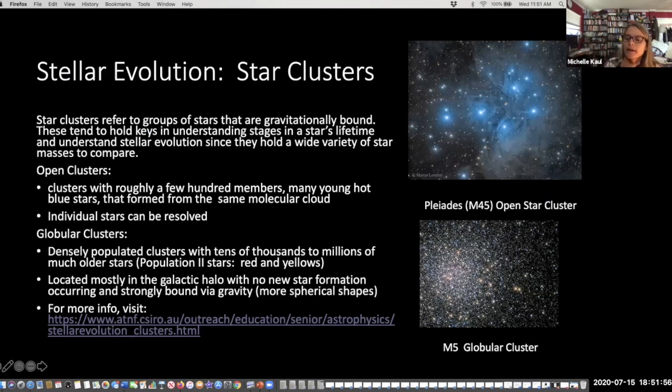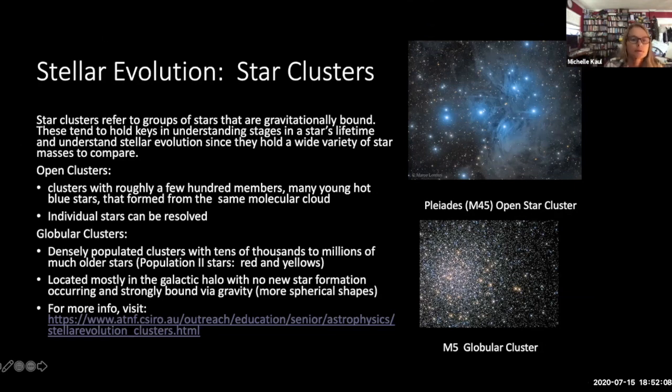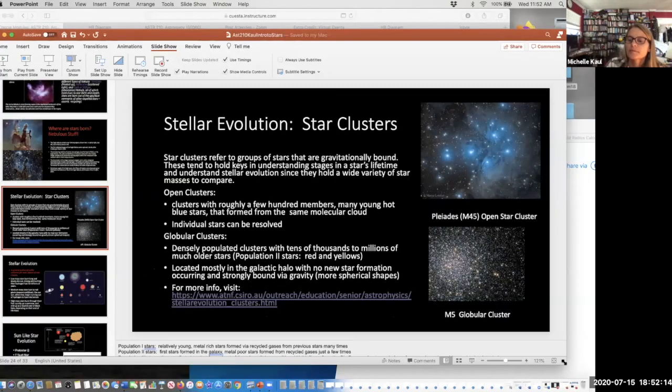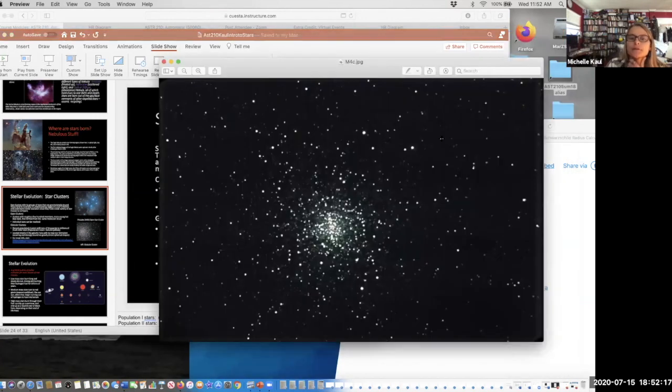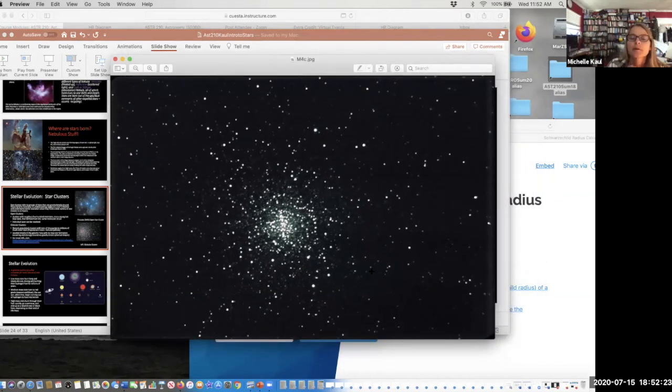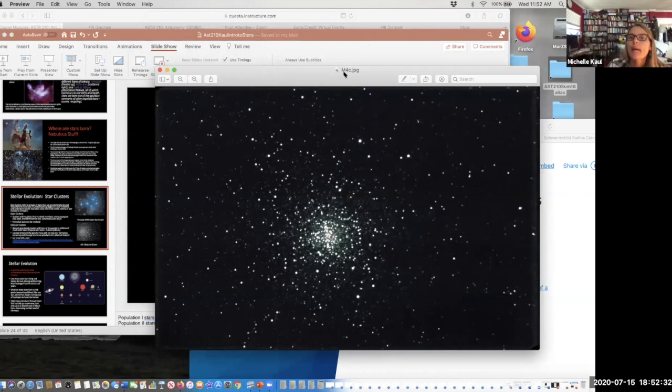Here's M5. I actually have a photo of the same galaxy. I'm going to reduce the size for a minute and show you a picture. This is M4. This is another open cluster. This was taken by one of our local astronomers here on the Central Coast. So you can see that's another object of interest. It's an M object, a Messier object, so it's one of these items of interest for astronomers to try to point their telescopes to.